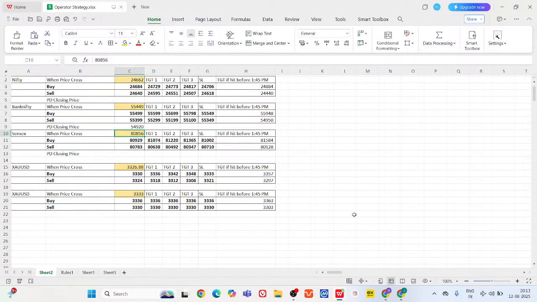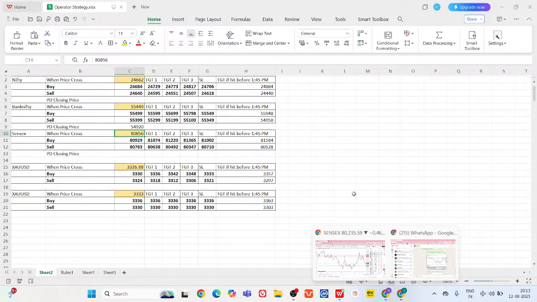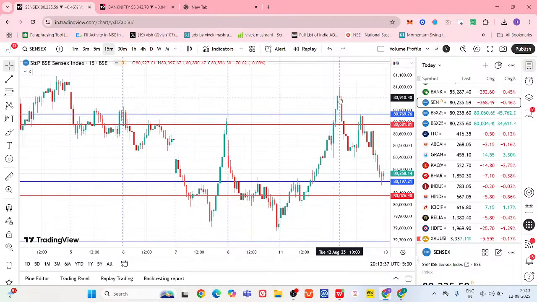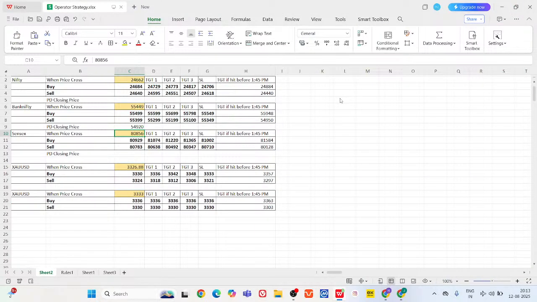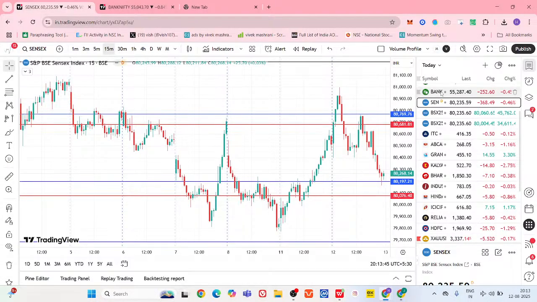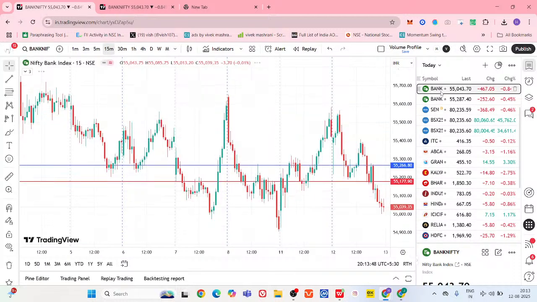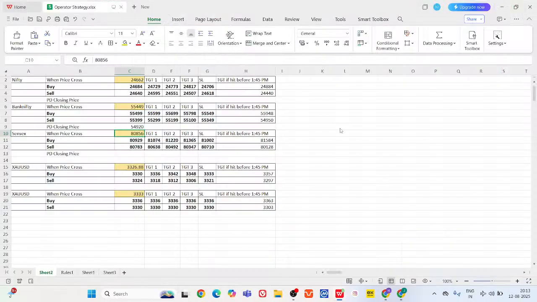Okay. So what do we input here? You already know it. We take the closing price of the 15 minutes. Sorry, the 10 o'clock candle. So the 10 o'clock closing price was 80,856, which I have put. And when it came to Bank Nifty, the closing price of 10 minutes was 55,449.35.